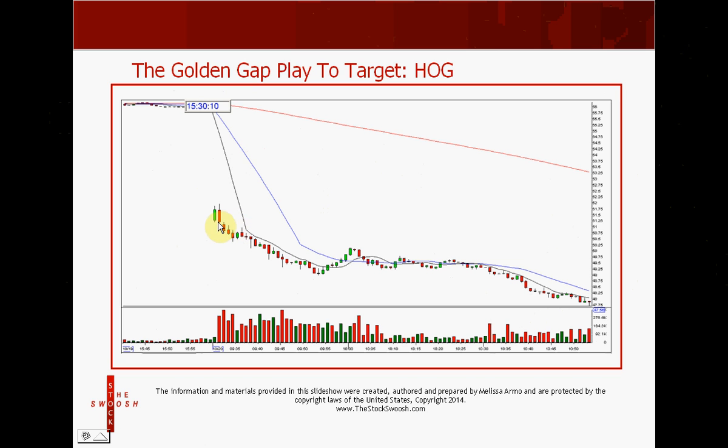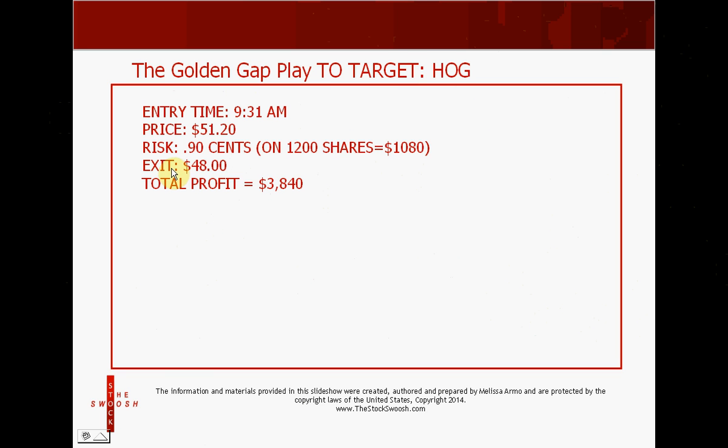The longer trade in hog, same entry, dropped. The bigger target actually was 48, but I will tell you this went down to 46 something. So this is not the low of the day, but there was a real target in this. Again, you based it off the chart, off of technical analysis, was 48. If you held this and took the original trade and held it to the target of 48, it was $3,840 profit. That's a really nice trade.